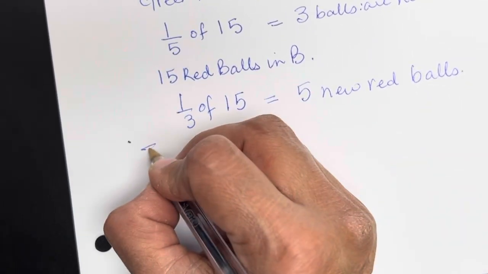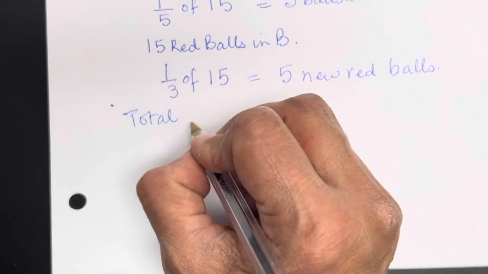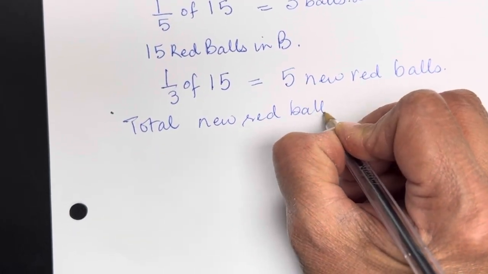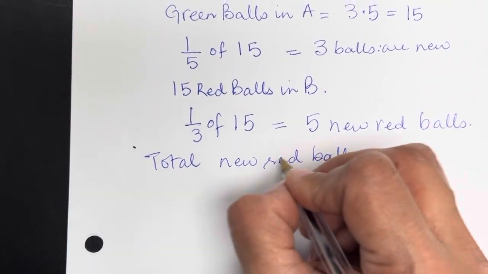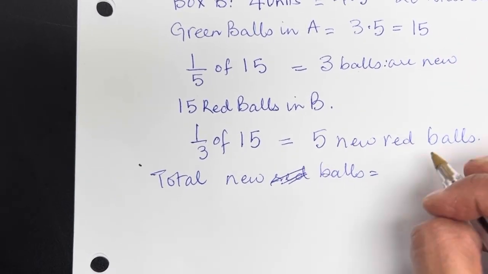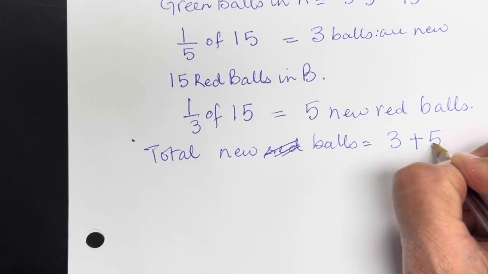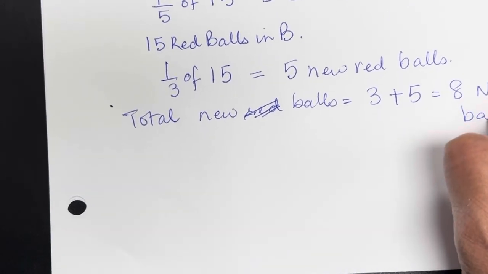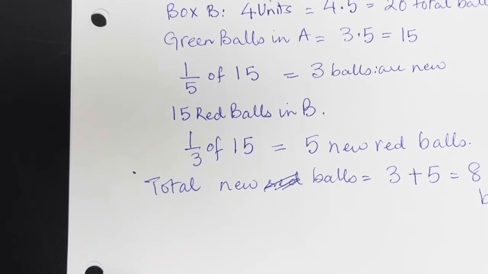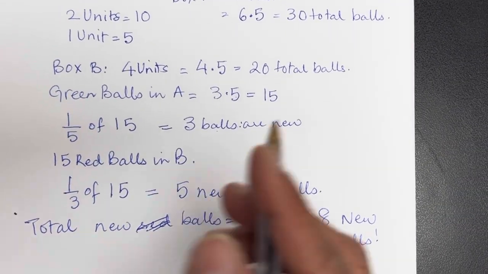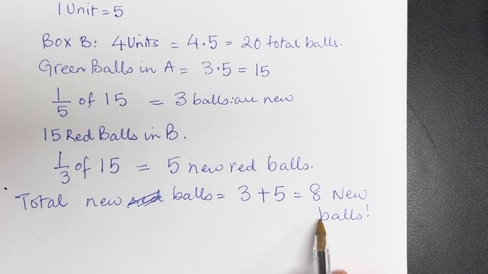So total new balls is equal to, these were green and these were red, 3 plus 5 equals 8 new balls. So my final answer would be the total number of new balls in both boxes combined is equal to 8 new balls.